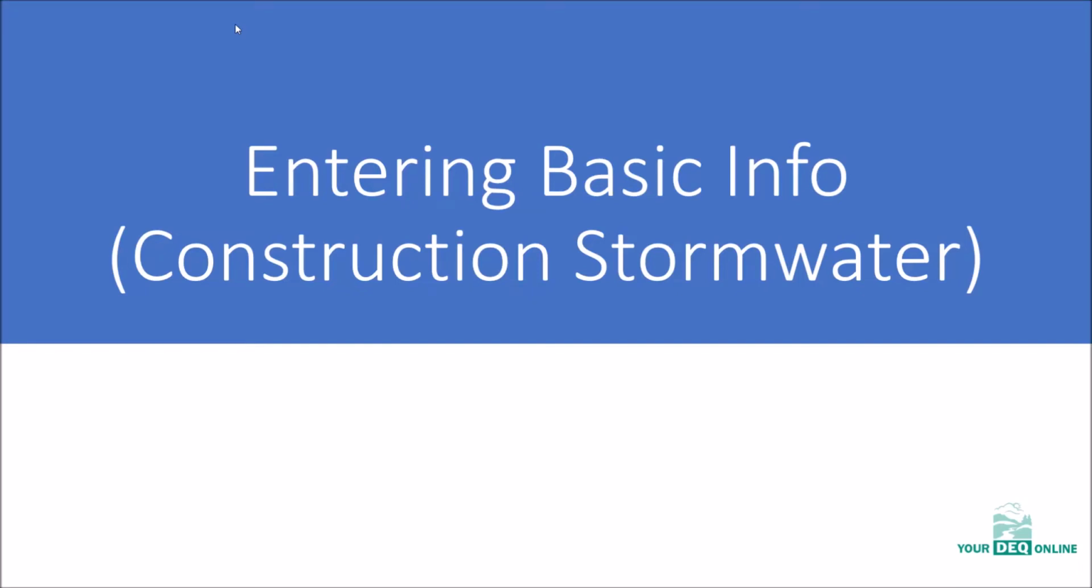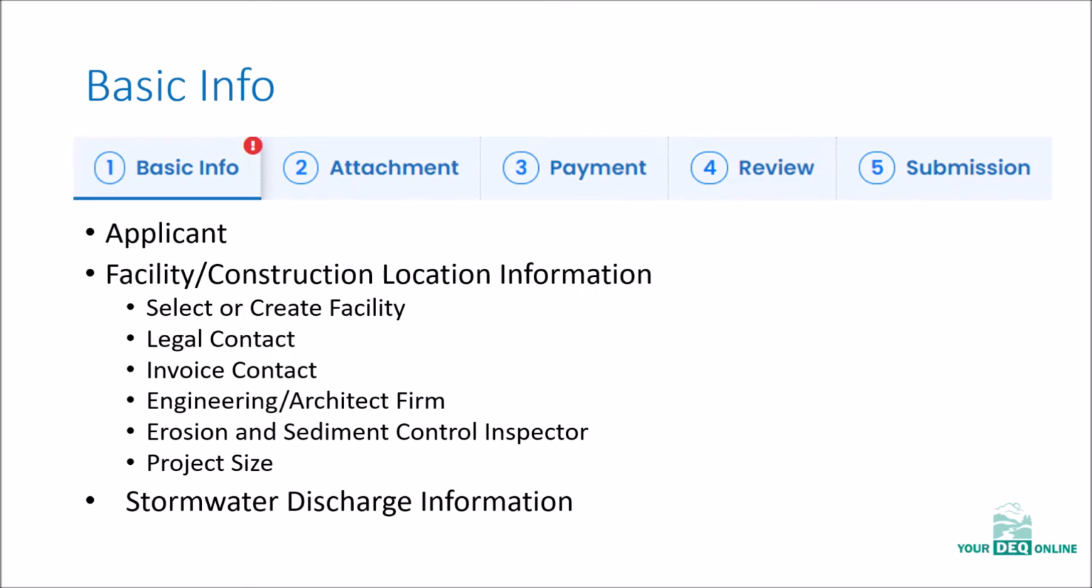Entering basic info for construction stormwater general permit applications. The first section that needs to be completed in any application is the basic info section. In this section, you'll input applicant information, facility or site information, and stormwater discharge information.